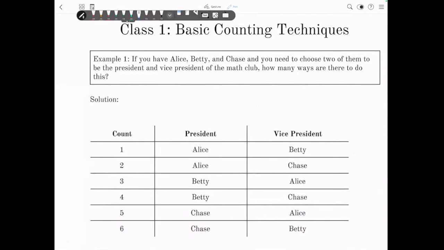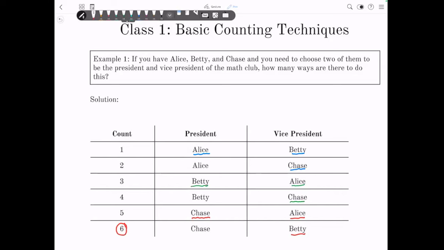So we have to do it based on the different people who can become president and vice president. If Alice is the president, then we can have either Betty or Chase be the vice president. On the other hand, if Betty is the president, then either Alice or Chase can be the vice president. But if Chase is the president, we can have either Alice or Betty be the vice president. So as you can see here, there are six total ways that this will work.